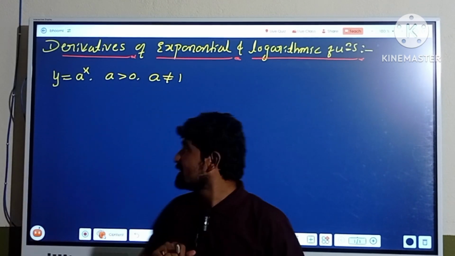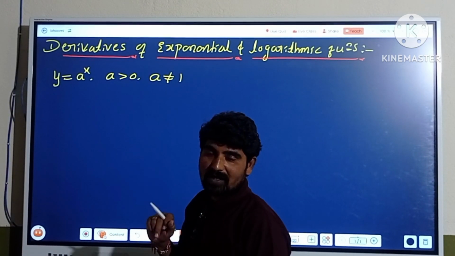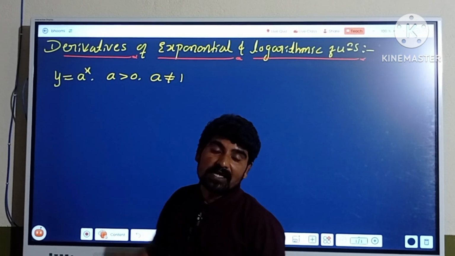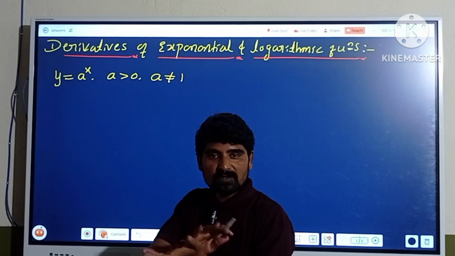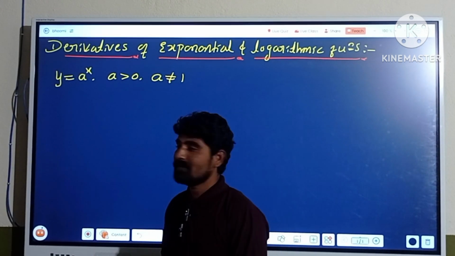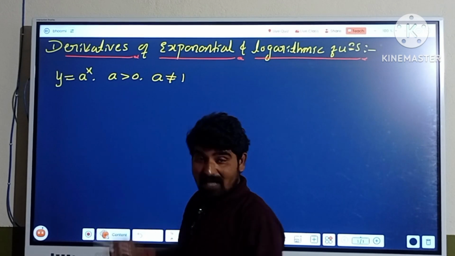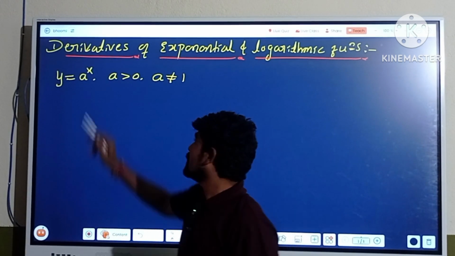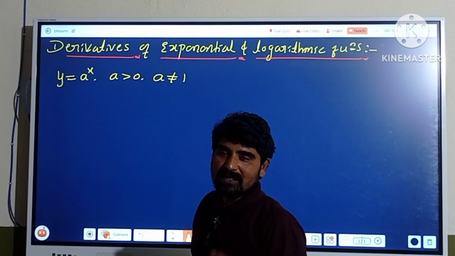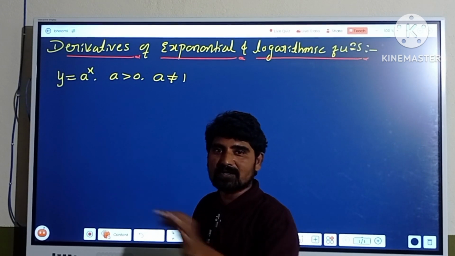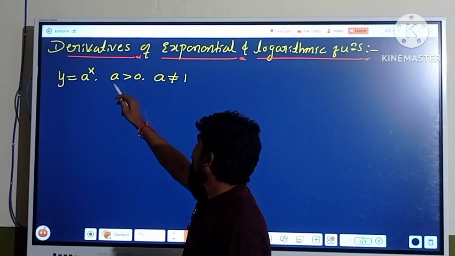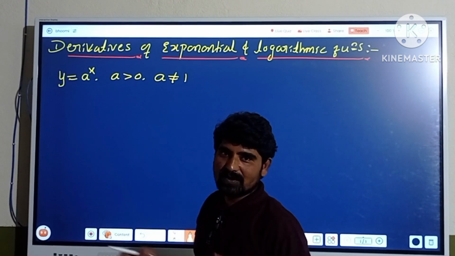So, what are the conditions here? a should not be equal to 1. Why? Because if I consider a equals 1, 1 power anything is always 1, so there is no use of the exponential form. That's why we are not considering a equals 1. And one more thing, a is not equal to 0 because 0 power anything is always 0, so again there is no use of the exponential form. That's why a should not be 0, a should not be 1, and a should not be a negative number. So, a greater than 0 means a is always a positive number.